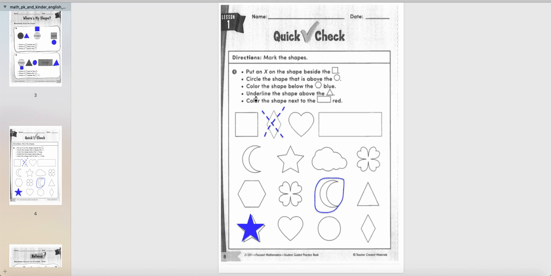Next, it says underline the shape above the triangle. Can you find the triangle? So it says underline the shape above it, the clover. So we're going to underline it. Okay, next it says color the shape next to the rectangle red.